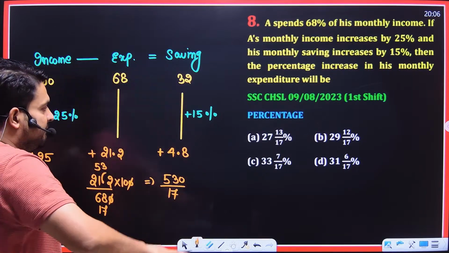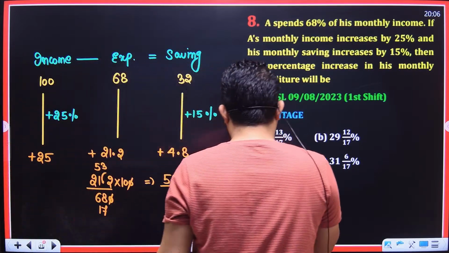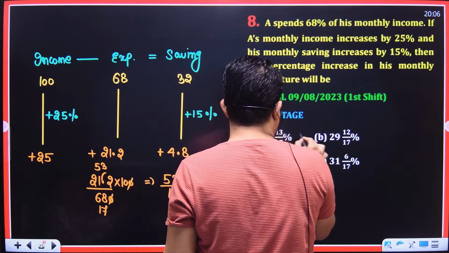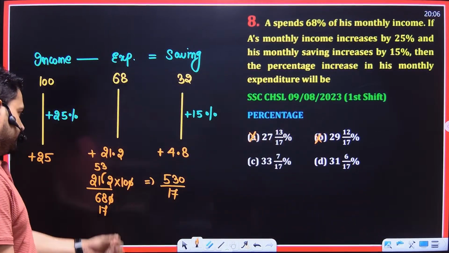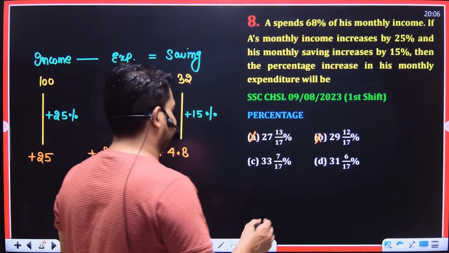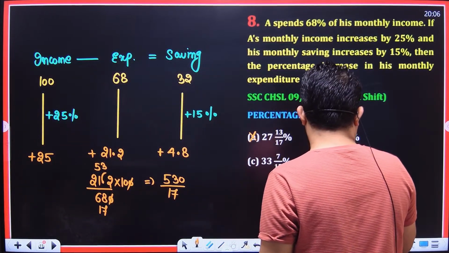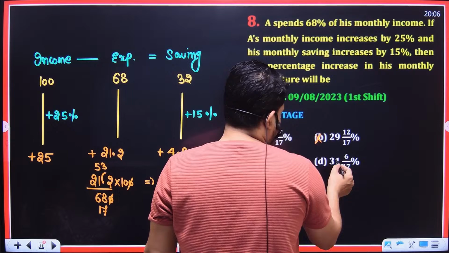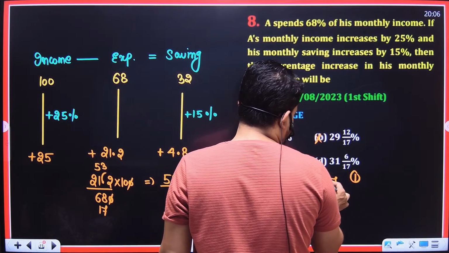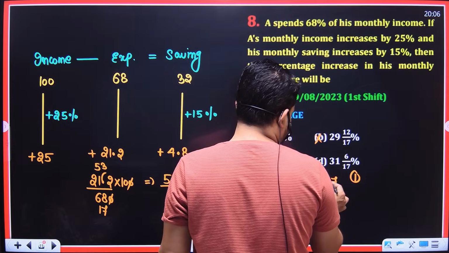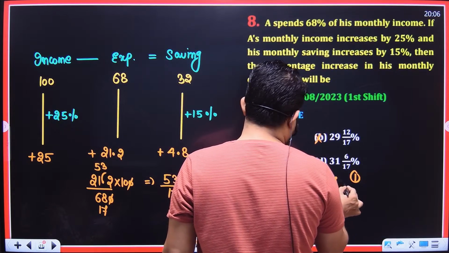My answer will be greater than 30, so this one and this one will be eliminated. 17 3s are 51, and 17 1s are 17. So this one is my answer. 17 3s are 51, 51 plus 152 plus 6.